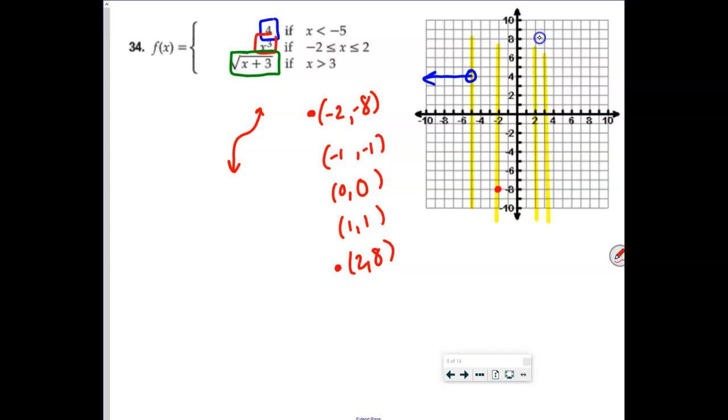Same thing with +2, +8. Here we go. -1, -1, 0, 0, 1, 1. Thank you for all those points, because now I can see that cubic really shaping up. Yeah. That was almost perfect. Kind of got a little weird at the end there, but so close.